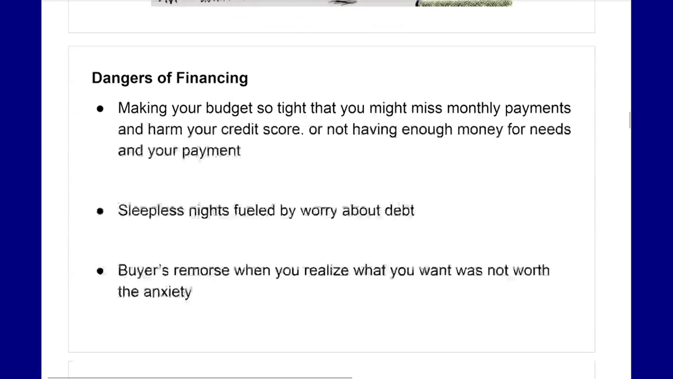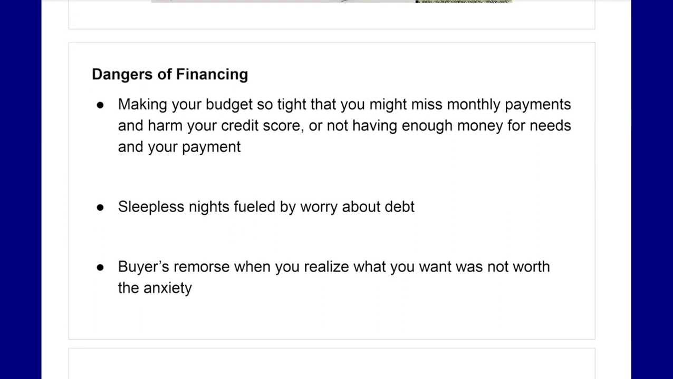Dangers of financing in general. It could make your budget so tight that you miss monthly payments, which could harm your credit score. And a credit score is helpful when you want to make big commitments, like a mortgage, taking out a student loan, or maybe starting a business. You might need to have a good credit score, and if you can't make your payments, that could affect it. Or you might not have enough money for needs and your payment. So depending on how you budget, you might miss those monthly payments, or you might have to take money from other things to make your payment, so you miss out or can't pay for other things.